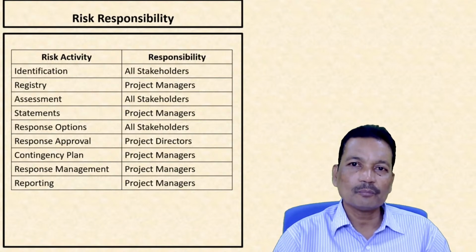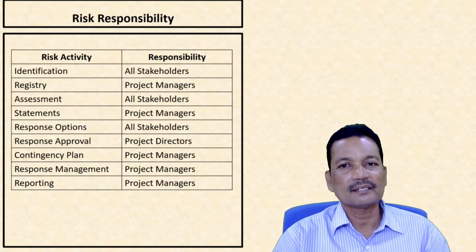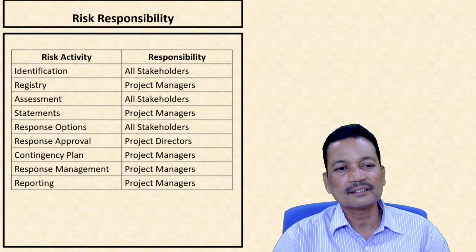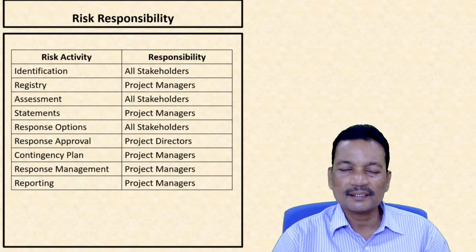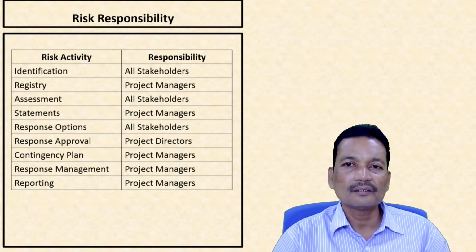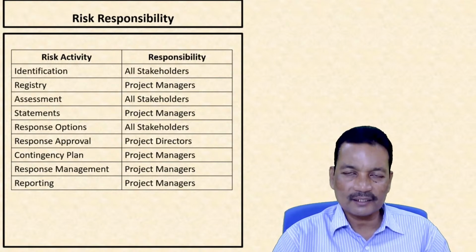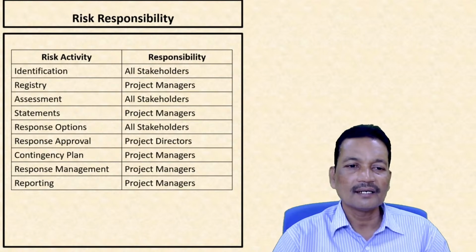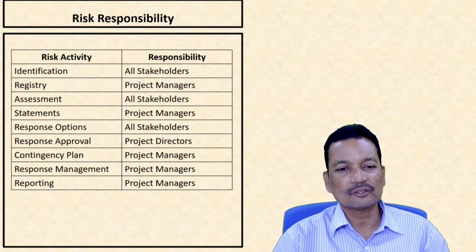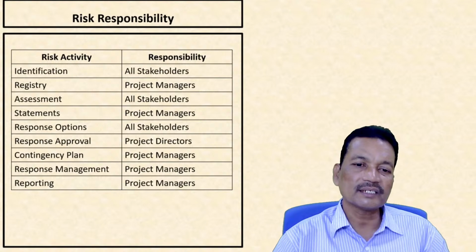Then, according to the approved option, the project manager develops a contingency plan and tries to manage the response, and finally prepares a report of the risk that was identified, the option of responding to it that was adopted, and how it was managed, and finally the reporting is done to higher authorities. By whom? By the project manager.